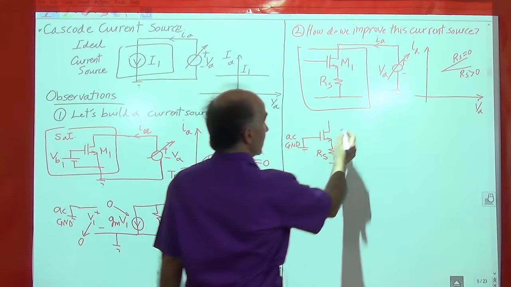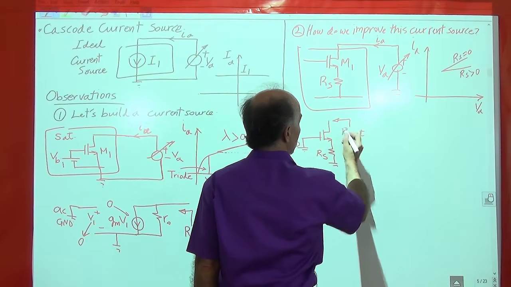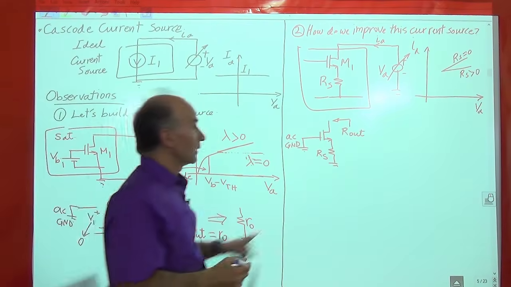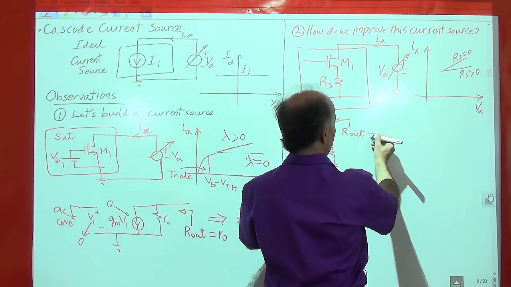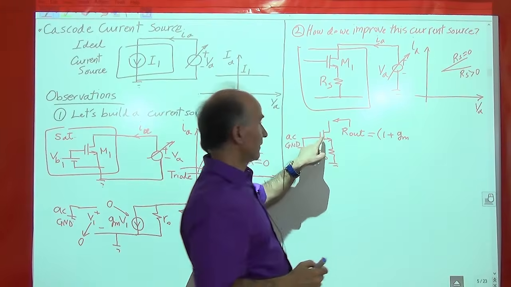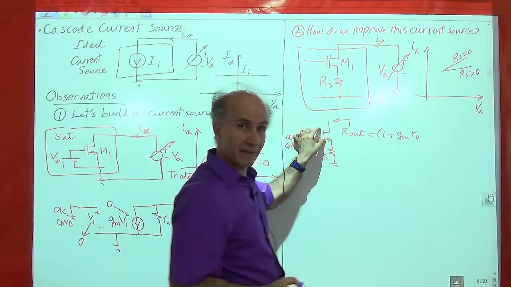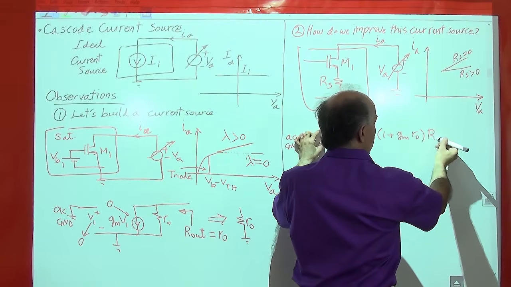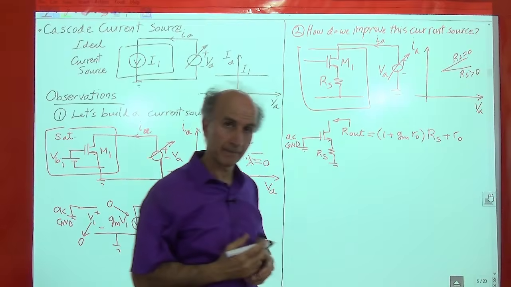And we are interested in this output resistance to see how it compares with what we got here. Okay, so we know the equation for this output resistance from Electronics 1. This is how it goes. It is equal to 1 plus gm, the transconductance of this device, times RO, the output resistance of this device. The whole thing multiplied by the degenerating resistor plus RO. This is what we got from Electronics 1.